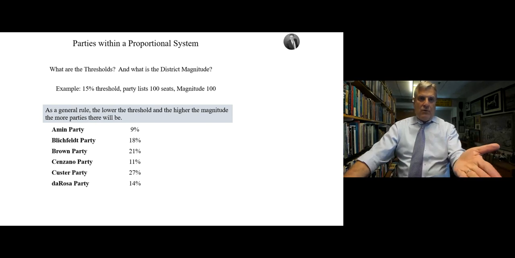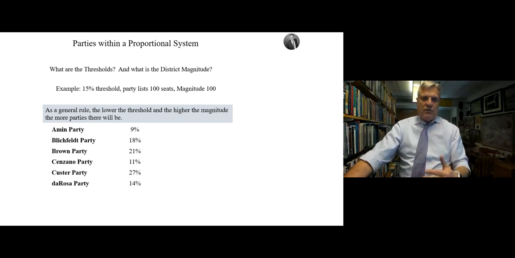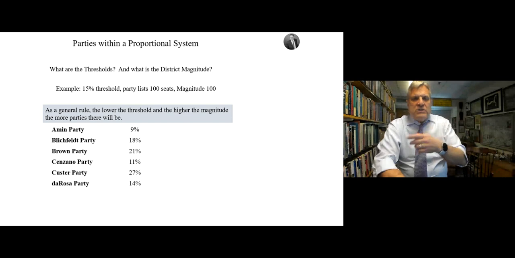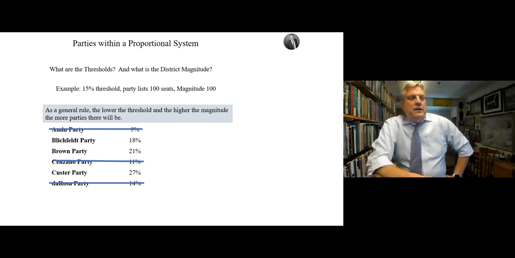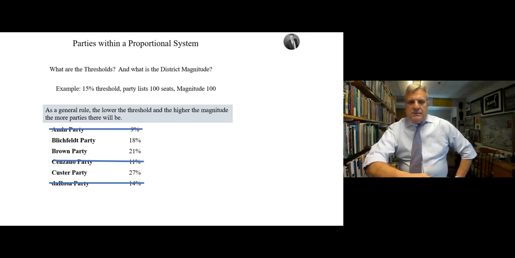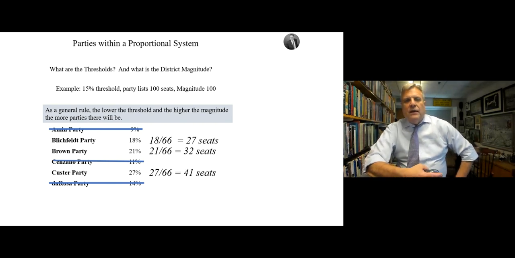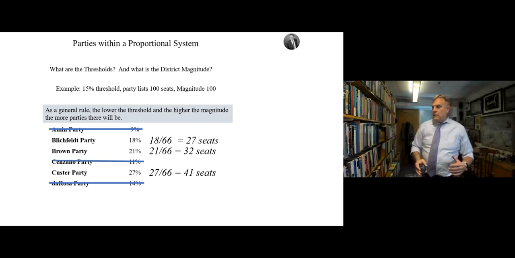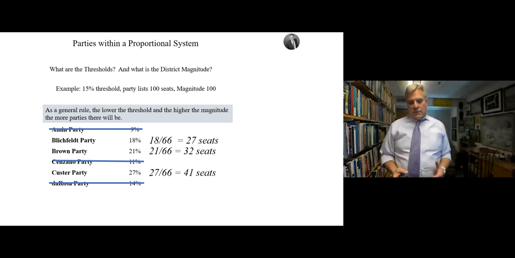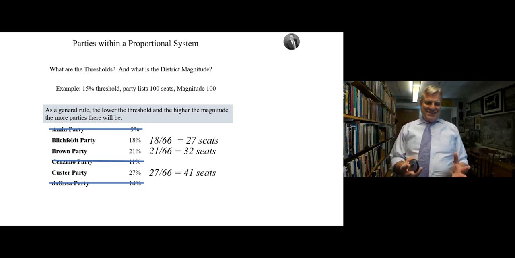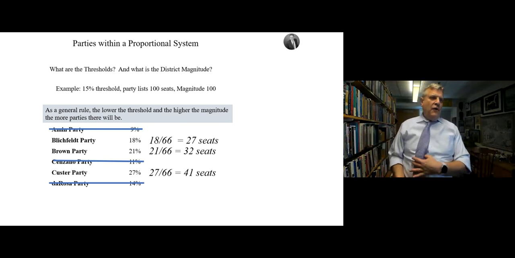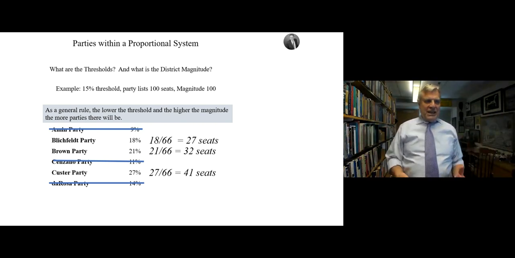So let's take the same outcome. Same exact outcome with different rules. If the threshold is 15%, now you're going to divide the seats available by these proportions. You'd have 27 seats going to Blichfeld. You'd have 32 seats going to Brown. And you'd have 41 seats going to Custer. No one has a majority. And then within this kind of electoral system, they put together coalitions. It's why the Italian government's always falling. It's why the Greek government can never stay together, because their coalitions collapse.